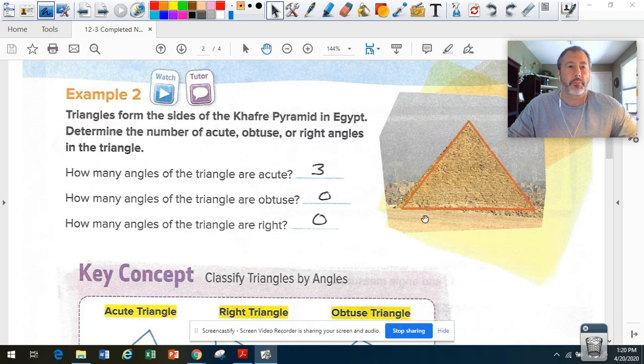Okay, turn to the next page. Here we go. It says, triangles form the sides of the Khafre pyramid in Egypt.